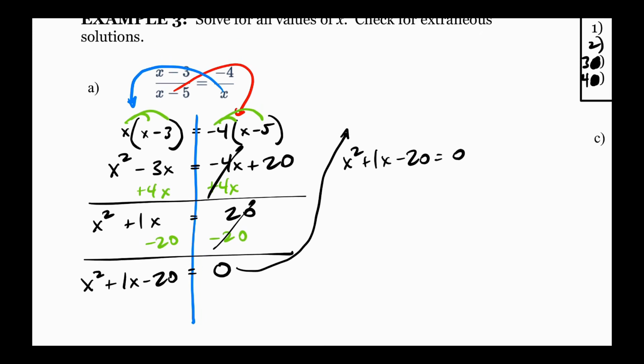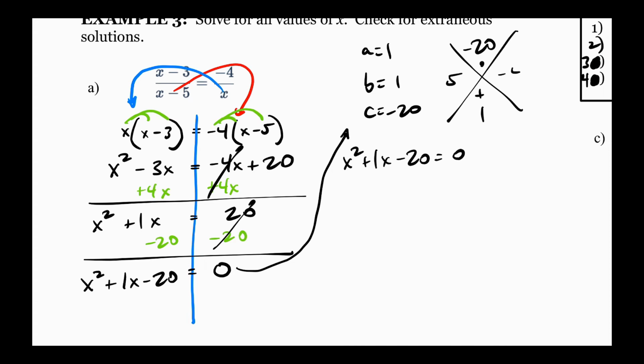So we got ABC. A equals 1, B equals 1, C equals negative 20. So the two numbers that multiply to be negative 20 and add to be 1: 5 and negative 4. X plus 5, x minus 4.